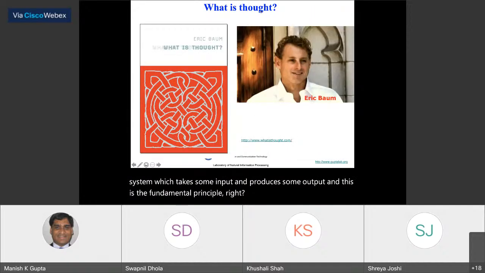In fact, what is thought? Thought itself is a computational process. This is a very famous book by Eric Baum, which he wrote around 1997 or 98. This book discusses how, in the brain, all thoughts are nothing but computational processes.